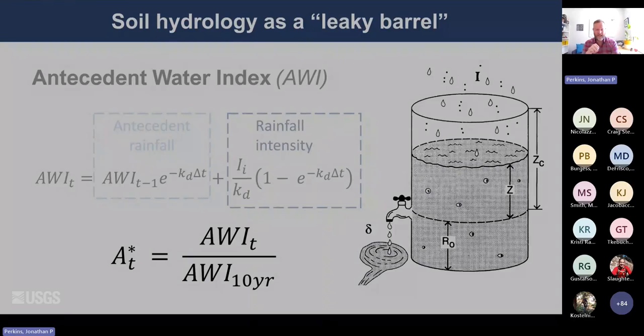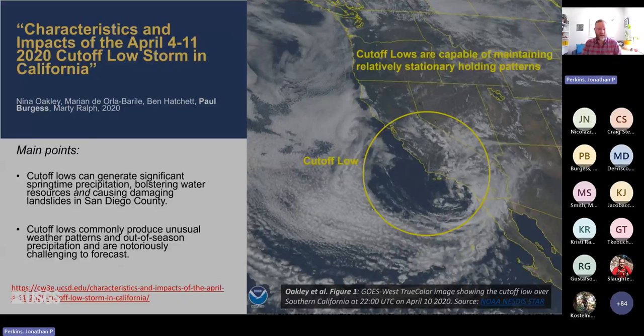The rub with this is that we don't know what the climatology of AWI is across all of California. So we had to build one. And what I'm going to do now is walk you through that process a little bit. We're going to start with a really interesting example of a kind of cool, enigmatic storm that produced landslides in San Diego in 2020.